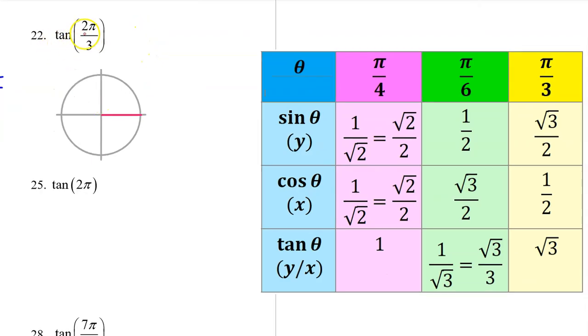Number 22, in what quadrant is 2 pi over 3? Well, we can think of pi as 3 pi over 3. Therefore, 2 pi over 3 will be pi over 3 less than 3 pi over 3, placing it right here in the second quadrant. In the second quadrant, the slope of the terminal side is negative, so the tangent will be negative something. We can see that the reference angle is pi over 3.